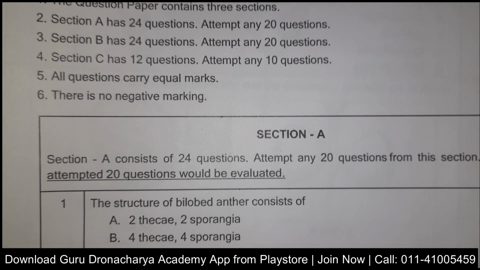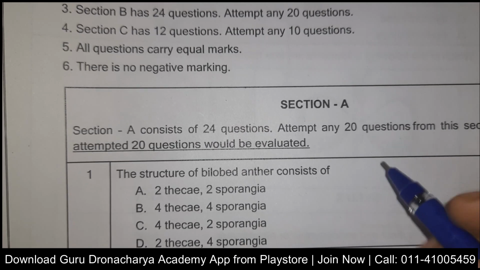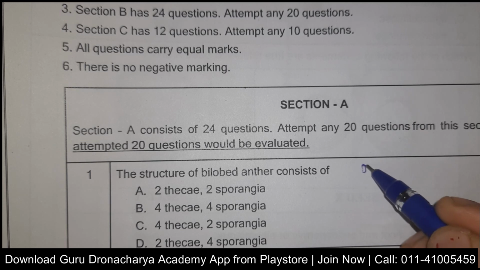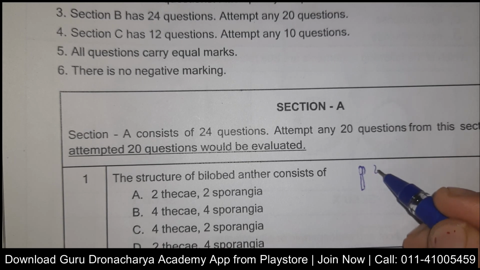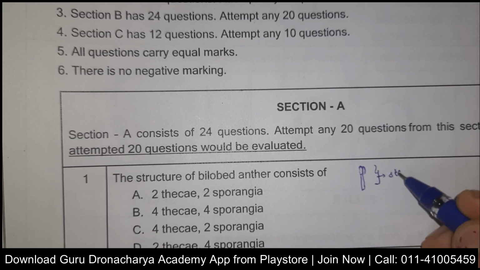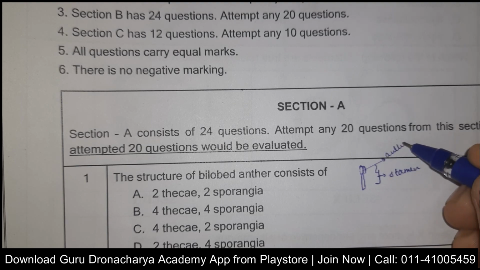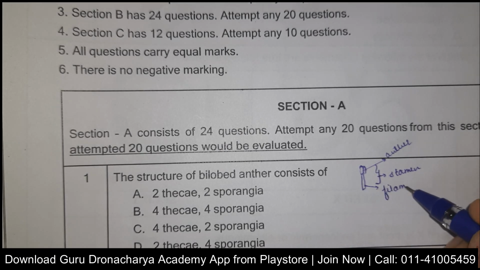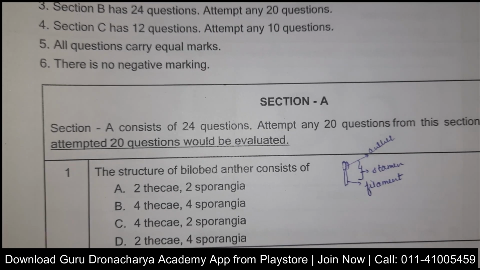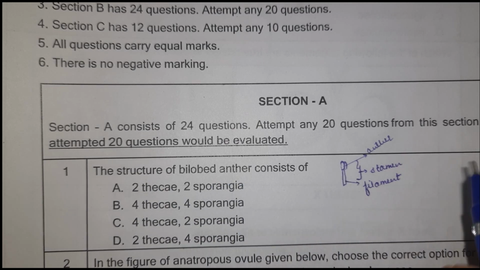The first question says, the structure of bilobed anther consists of. Now what is an anther? We know it's the male reproductive organ in the case of a flower. This is the structure of what? Stamen. And this is your anther, and this is your filament. Now we have been asked about the bilobed anther. This is a bilobed anther.